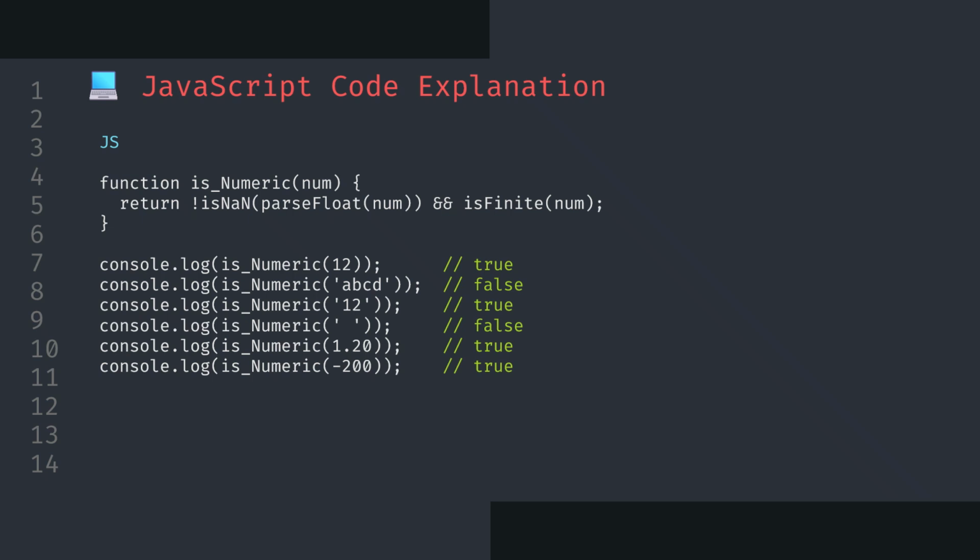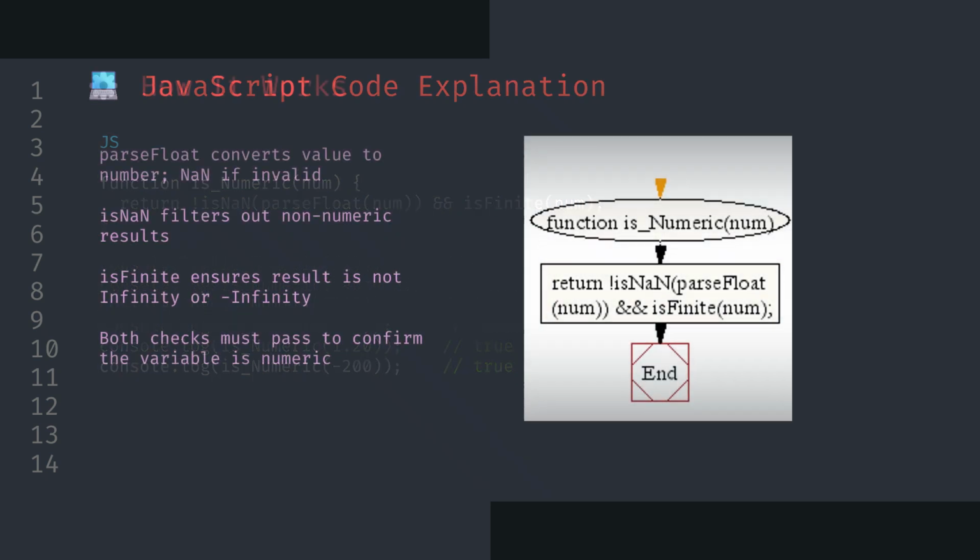Let's see how the function works internally. We first pass the value using parseFloat. If it is not NaN and it's finite, the check passes. This simple combo catches both valid numbers and numeric strings.